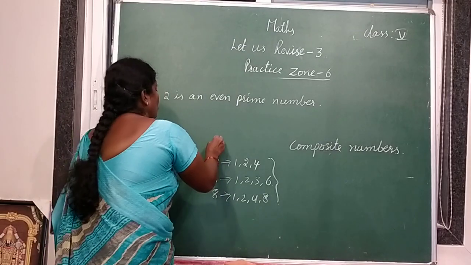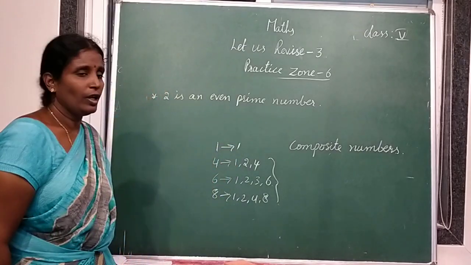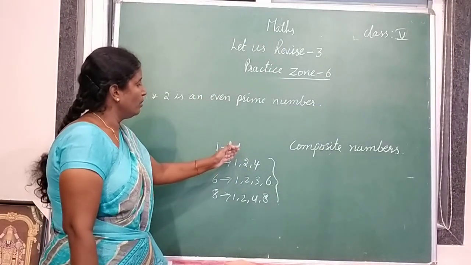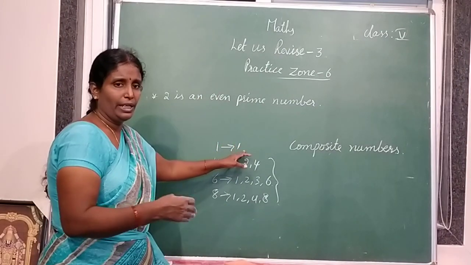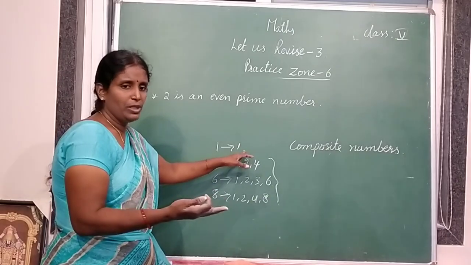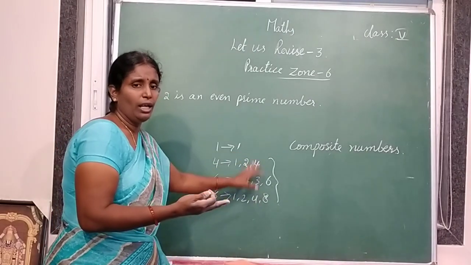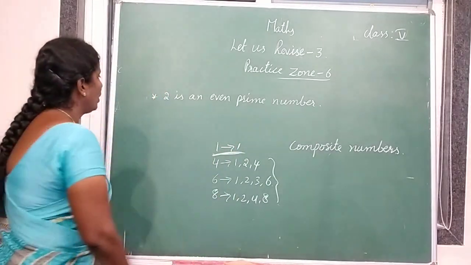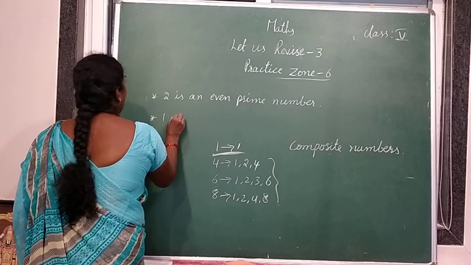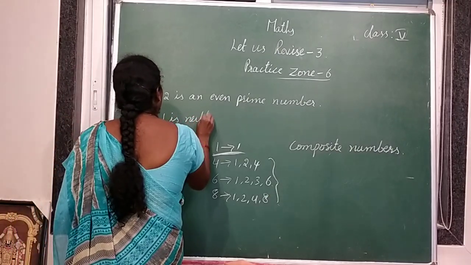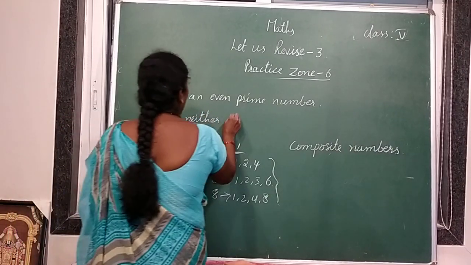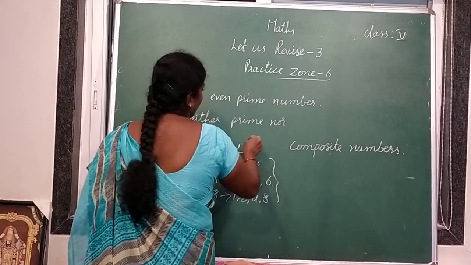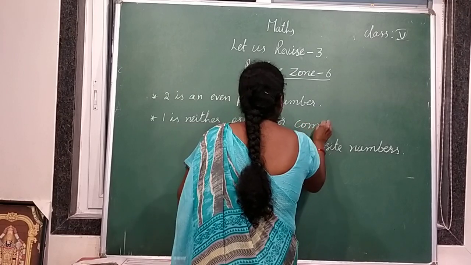And 1 is divisible by only 1. So, if a number is divisible by 1 and itself, it is called a prime number. More than 2 factors is called a composite number. But 1 is divisible by only 1. Because of that, it is neither prime nor composite.